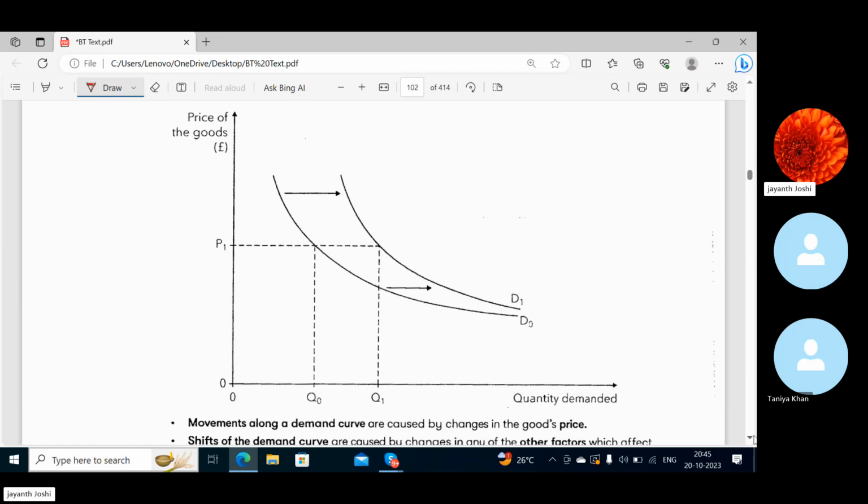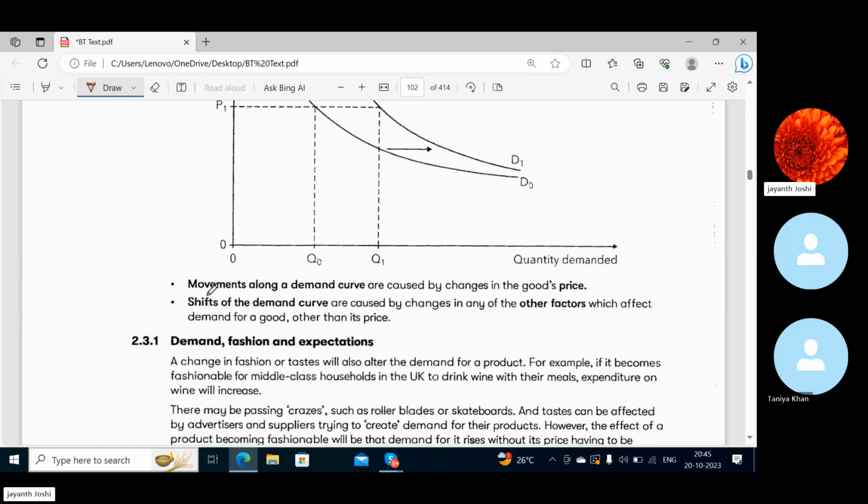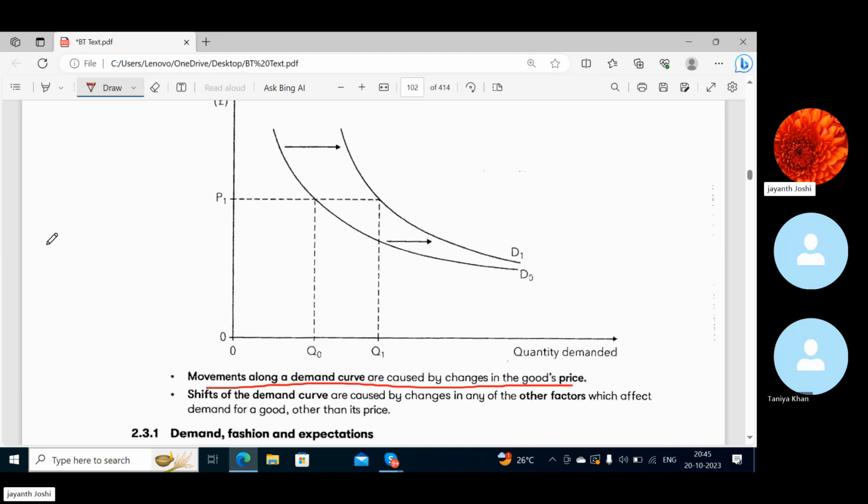For example, movements along a demand curve are caused by changes in the good's price. See, when there is a change in price, we expect movements. But if there is a change in demand caused by some other factors, then shifts in the demand curve are caused by changes in any of the other factors which affect demand for a good other than its price.